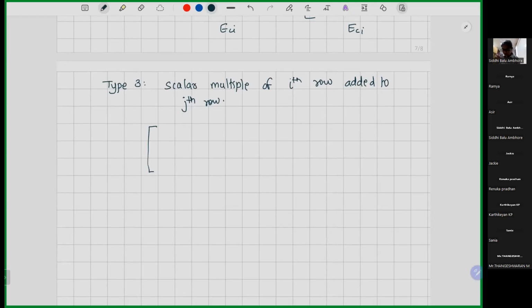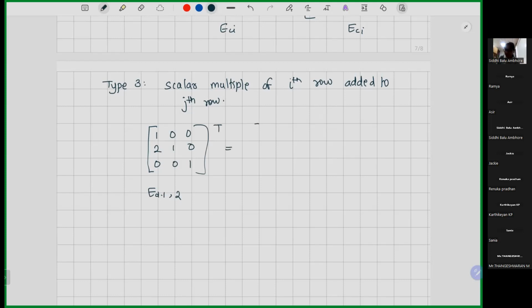So let me take 1, 0, 0; 2, 1, 0; 0, 0, 1. So this is an elementary matrix. It is E 2,1 comma 2. So I'm multiplying the first row by 2 and adding it to the second row. That's what I'm doing. So this is an elementary matrix obtained by applying just one row operation to the identity matrix.